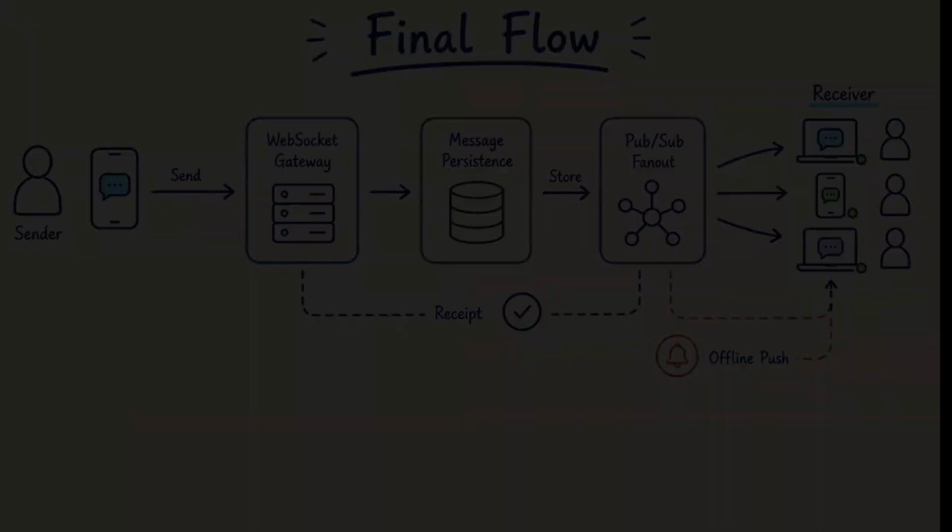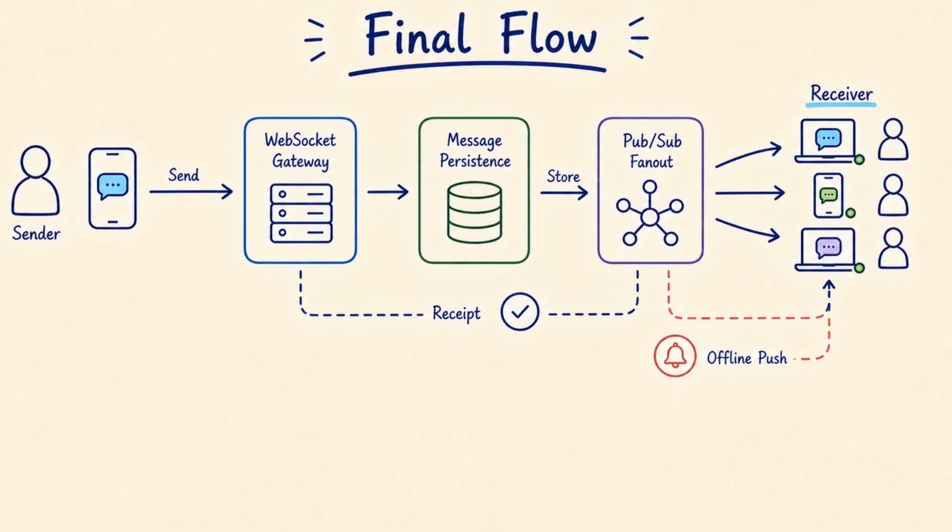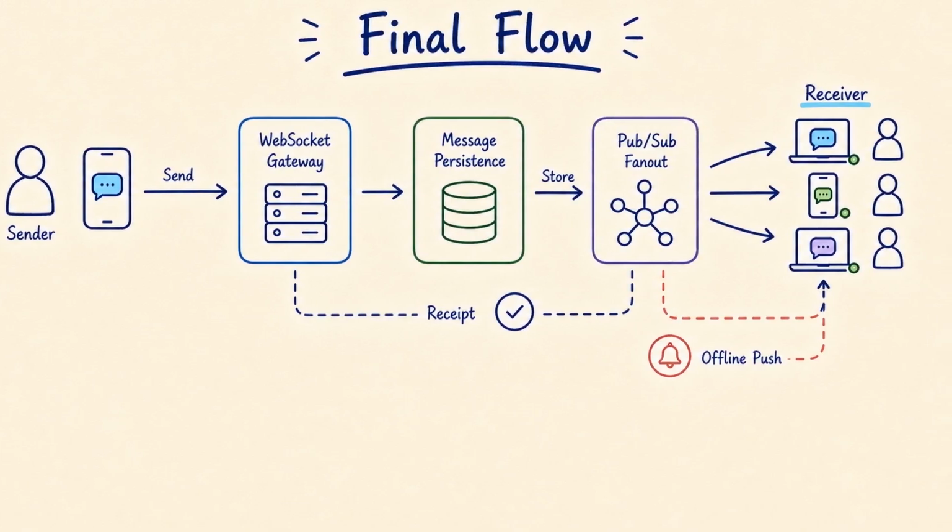So the final architecture story is simple. Trace one chat message from client send to gateway, persistence, fan-out, receipt handling, presence update, and offline notification fallback. That is the version I would be comfortable defending in a serious review.